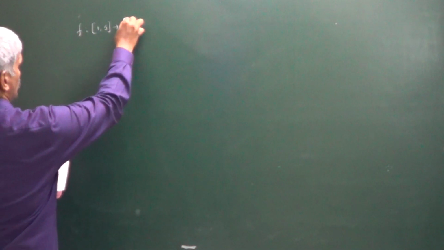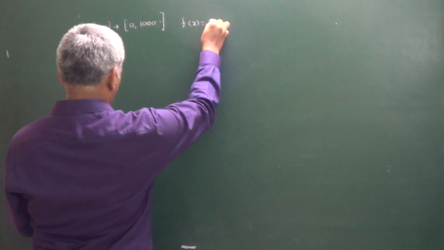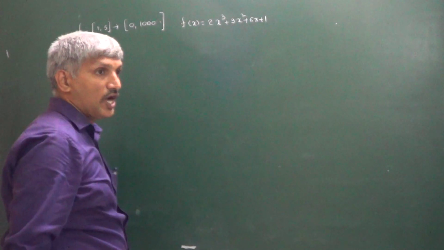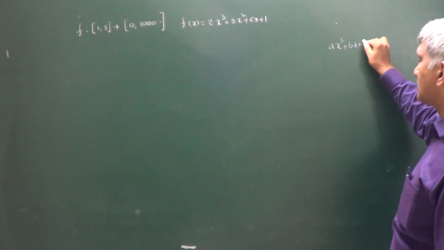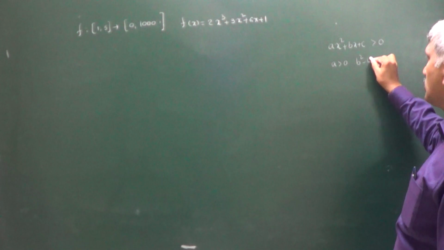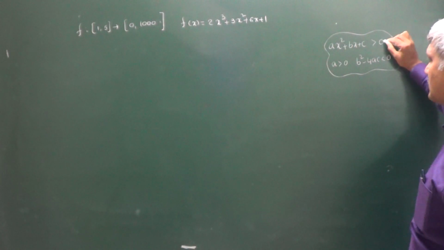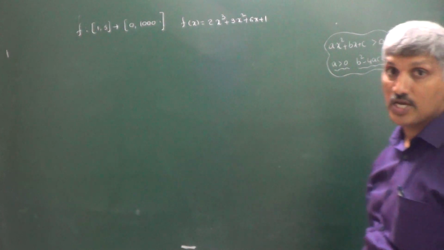F is a function from the closed interval 1 to 5 to the closed interval 0 to 1000. A function is defined as f of x is equal to 2x cube plus 3x square plus 6x plus 1. I hope everyone knows this basic information. The quadratic expression ax square plus bx plus c is always positive under the condition a greater than 0 and b square minus 4ac less than 0.